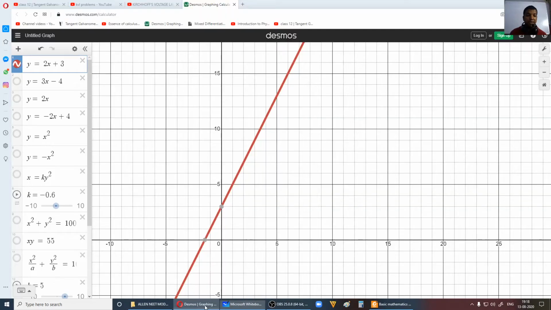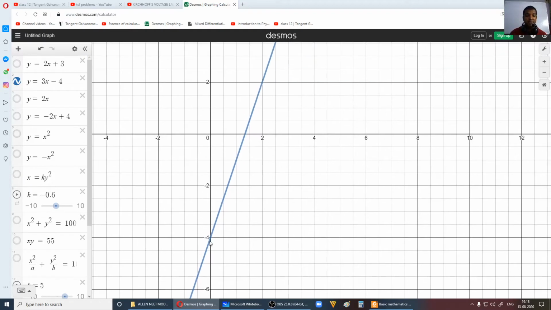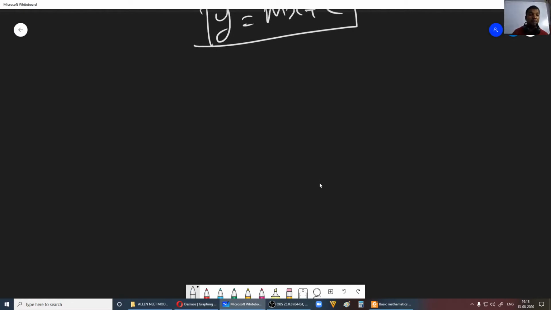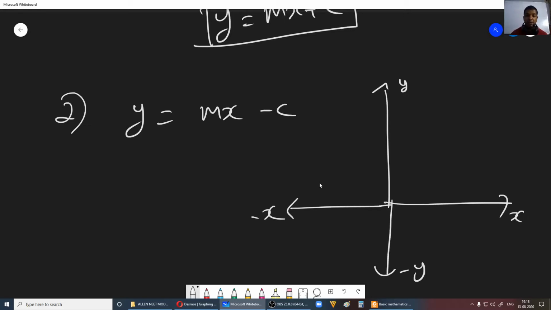If you look at the second graph, I have taken y is equal to 3x minus 4. Here is your y-intercept, at minus 4. I hope you got the idea by now. So the second one you can write as y is equal to mx minus c. The graph looks like this, with x, y, and also minus x and minus y. This yellow line tells you it's of the form y is equal to mx minus c.